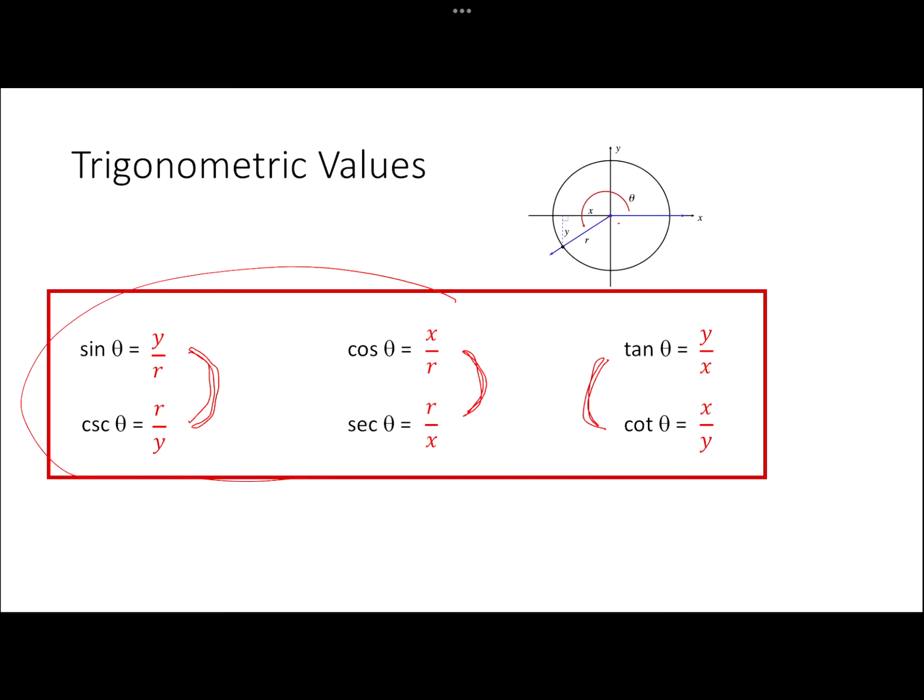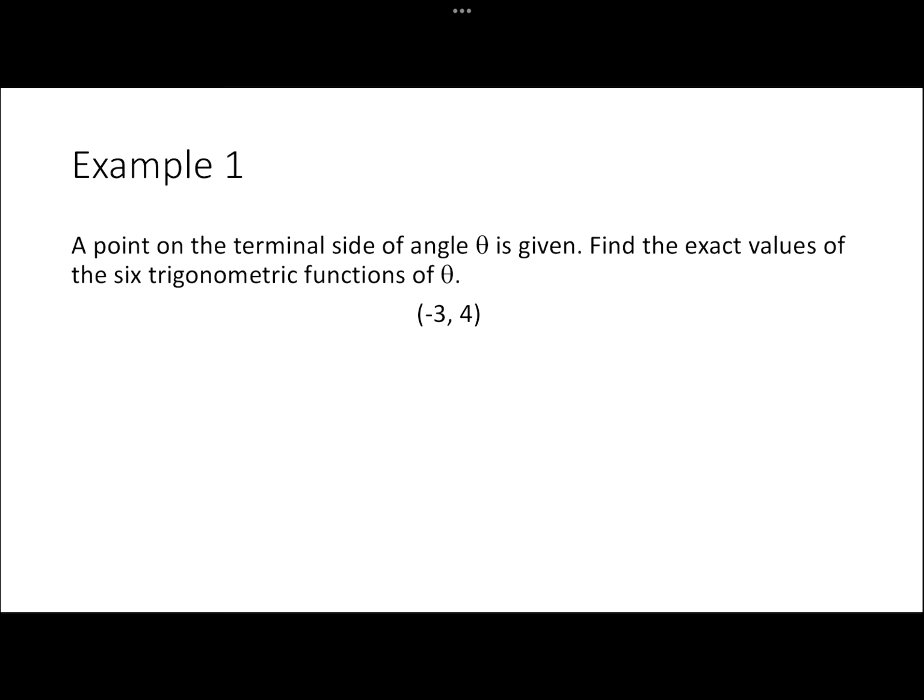So we're going to use these now to figure out what our trig values are going to be given different situations. So for example, if a point on the terminal side of angle theta is given, find the exact values of the 6 trig functions of theta. We know here we're given an ordered pair, right? So if we were to graph that ordered pair, we'd be at -3, 4. That means I'm up here in quadrant 2, because this is telling me that if I were to draw in a right triangle right here, this is -3, this is 4, we have to figure out what r is going to be.